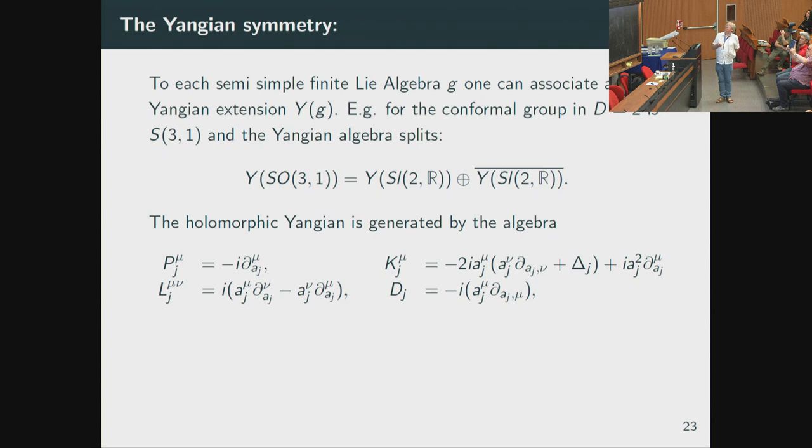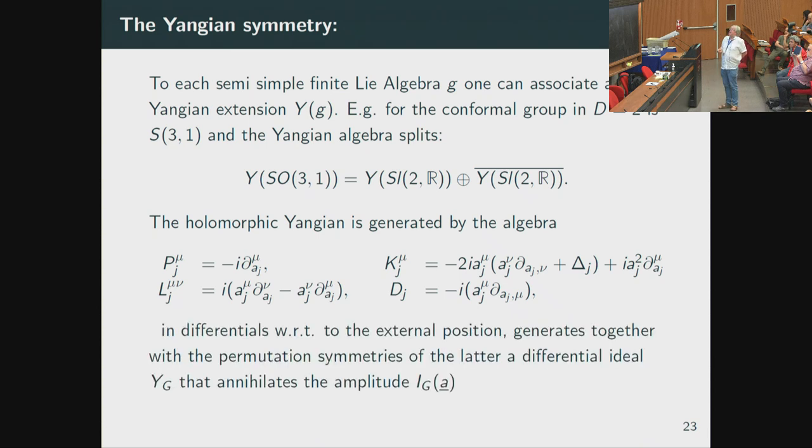Let me say something about the role of the Yangian symmetry in this construction. So the Yangian symmetry in two dimensions splits, and it makes the problem much easier. First of all, it splits in two: a holomorphic and an anti-holomorphic part, and the holomorphic part is just generated by what you know from conformal field theory in two dimensions, by these operators, and then I have to, in addition, create the Yangian symmetry for that.